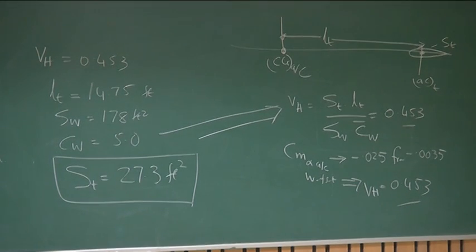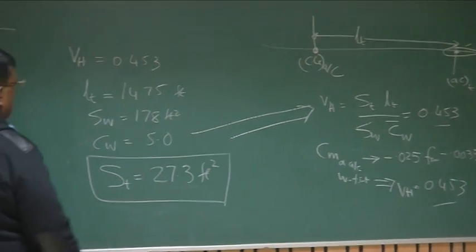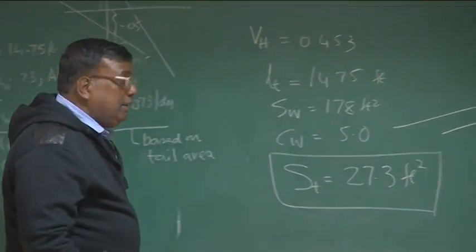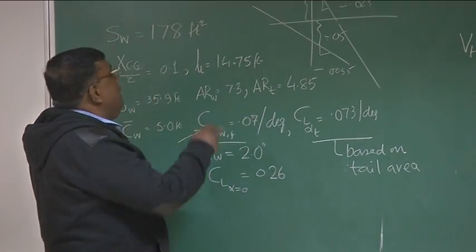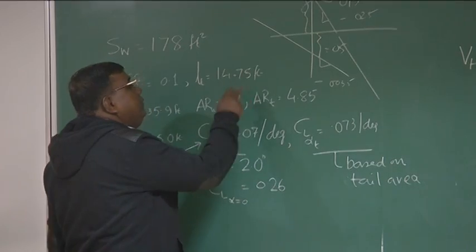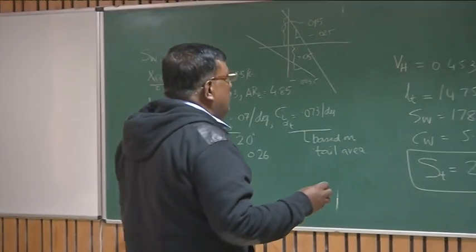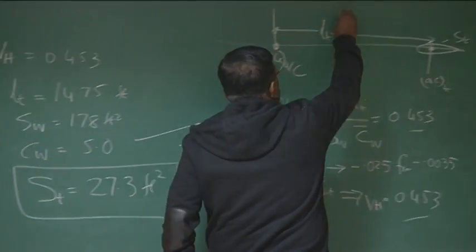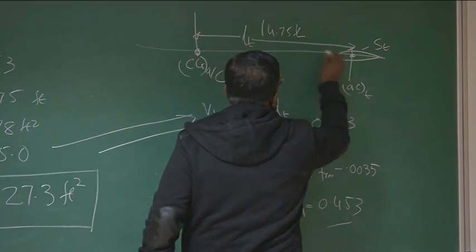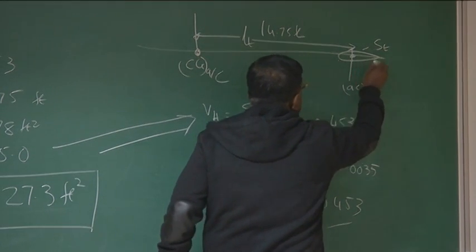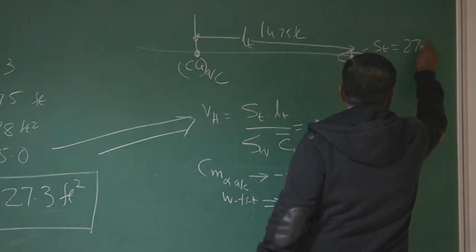So what is the final conclusion? If I want to increase Cm alpha of this configuration from minus 0.0035 to minus 0.025, then I need to put a tail area of 27.3 such that the AC of that tail is 14.75 feet aft of the CG of the airplane. Is this clear? Or pictorially, I should say this will be 14.75 feet, and this is the AC of the wing, and the S tail will be 27.3 feet square.